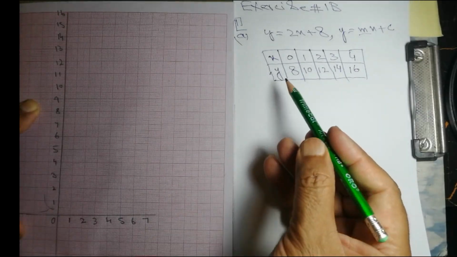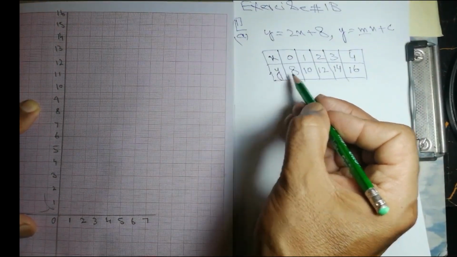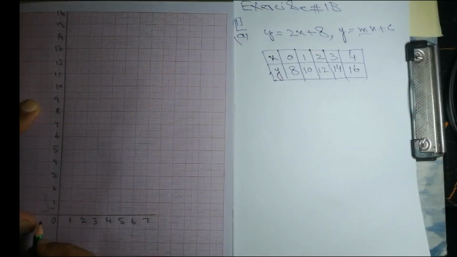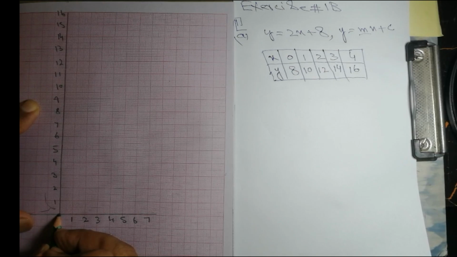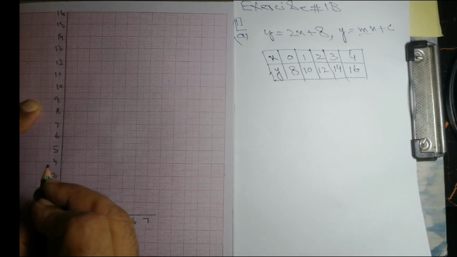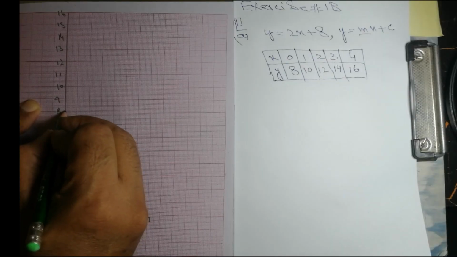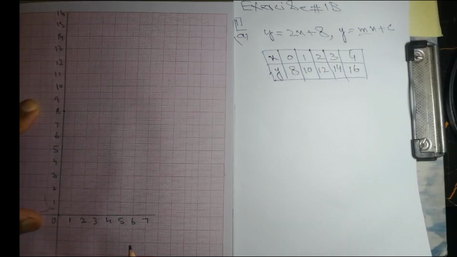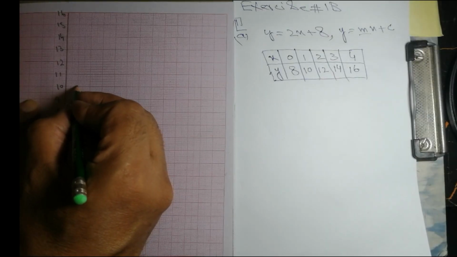The first value of x is 0, and against 0 there is y equal to 8. So x is 0, this is the 0 point. Here x is 0 and also y is 0. For x 0 and y 8, the first point is this one. And for the second, x equal to 1 and y equal to 10 is this point.